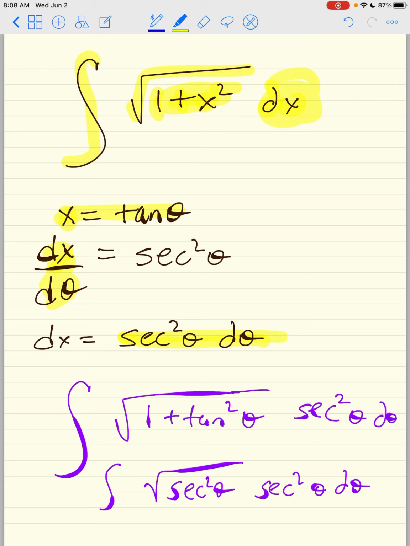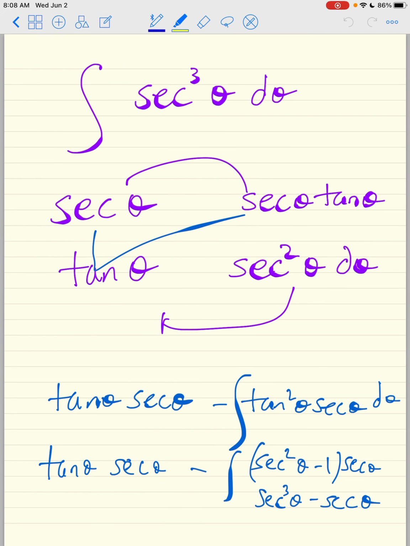I'm going to go back and substitute. I make x equal tan theta and dx equal to secant squared theta d theta. So we're going to take the square root of 1 plus tan squared theta times secant squared theta. Well, do you guys remember the identity? 1 plus tan squared theta is equal to secant squared theta. It's one of the Pythagoreans. We'll take the square root of that, and that's going to become secant theta times this secant squared theta. That's going to become secant to the third theta with respect to theta.